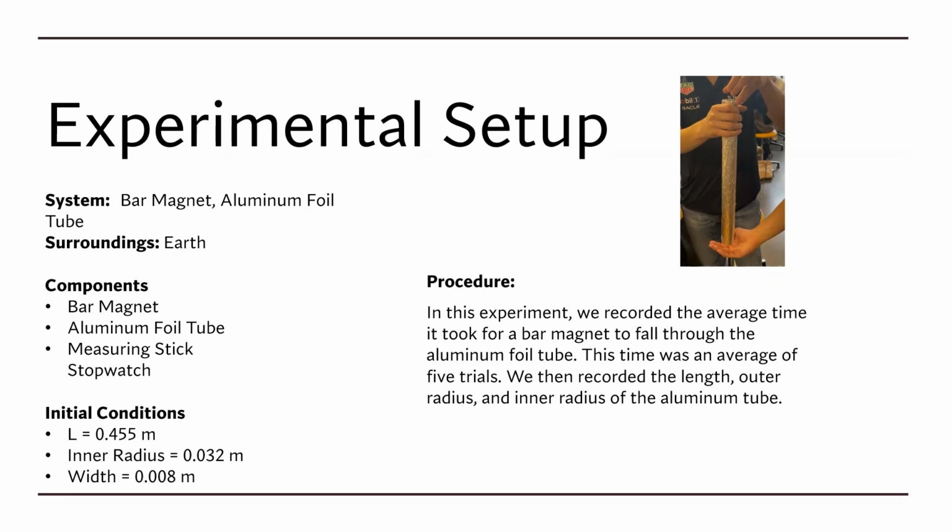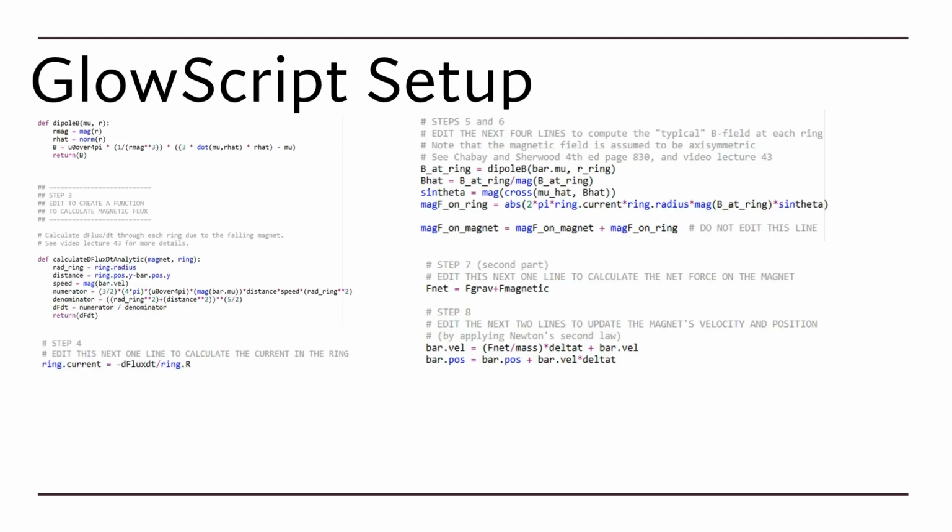width of 0.008 meters. In this experiment, we recorded the average time it took for a bar magnet to fall through the aluminum foil tube. This time was an average of 5 trials. We then recorded the length, outer radius, and the inner radius of the aluminum tube.